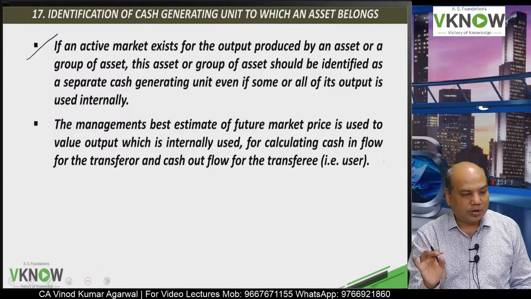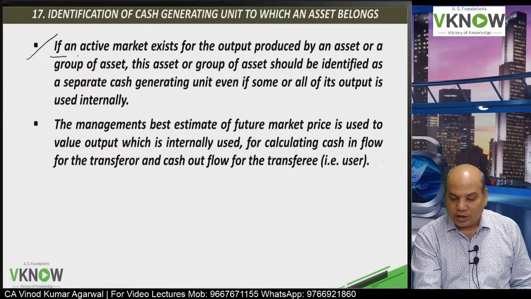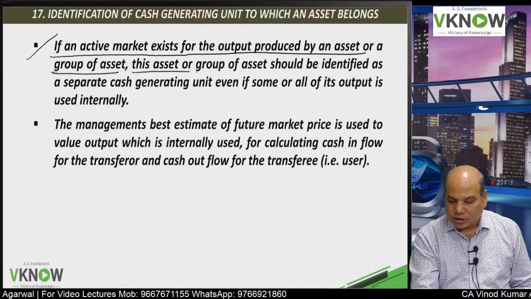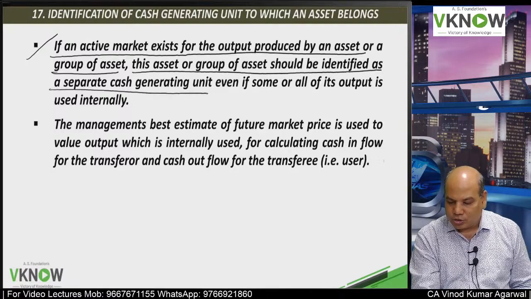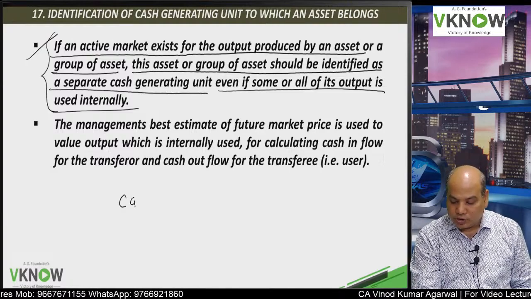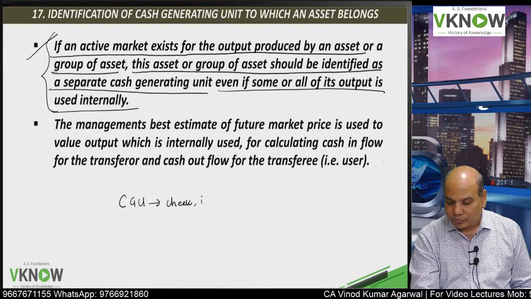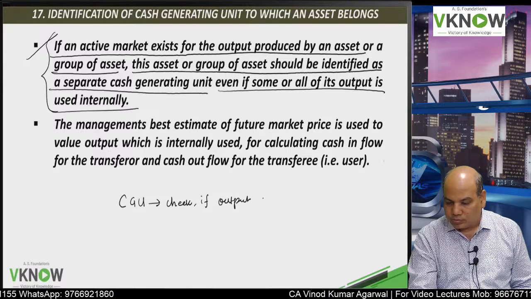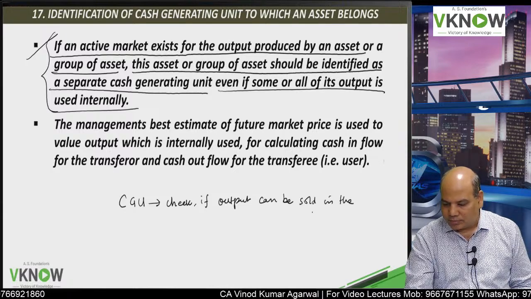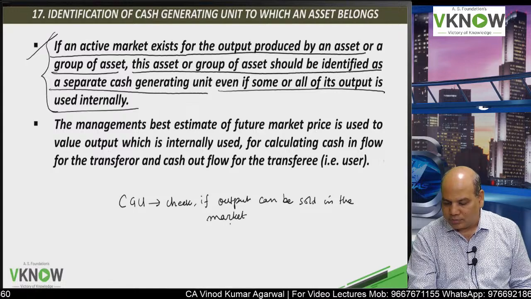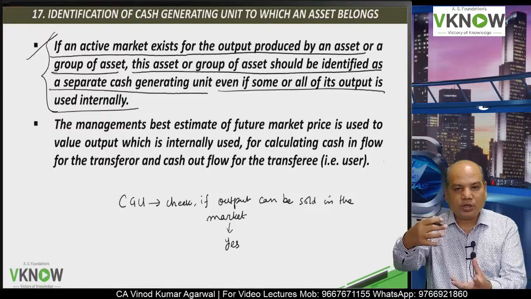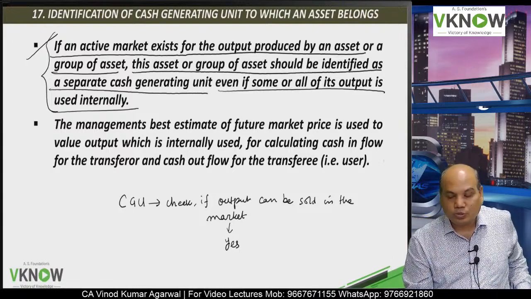Next point, no need to write, it is written in the book. If an active market exists for the output produced by an asset or a group of assets, this asset or group of assets should be identified as a cash generating unit even if some or all of the output is used internally. If there is a CGU, check if output can be sold in the market. If the answer is yes, it will be a cash generating unit, even though some of the output may be used internally.